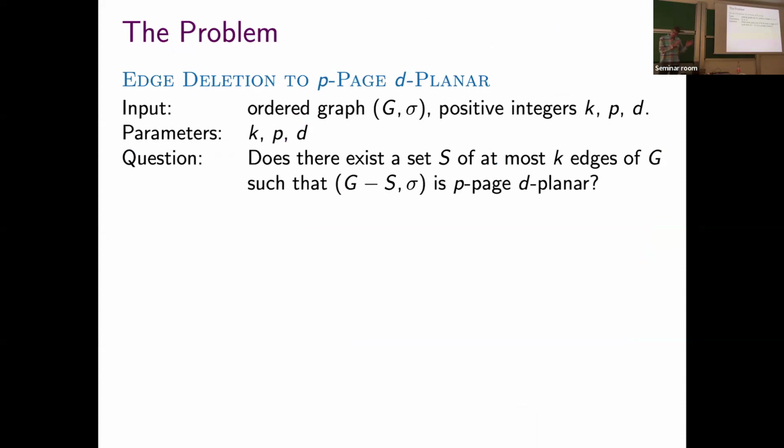Let me properly define the problem now. We are given an ordered graph, and by ordered, I mean that the vertices come in a given order that is encoded by this function sigma that just gives me the number for each vertex, from 1 to n.